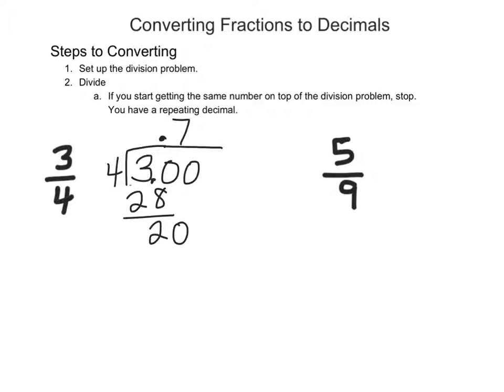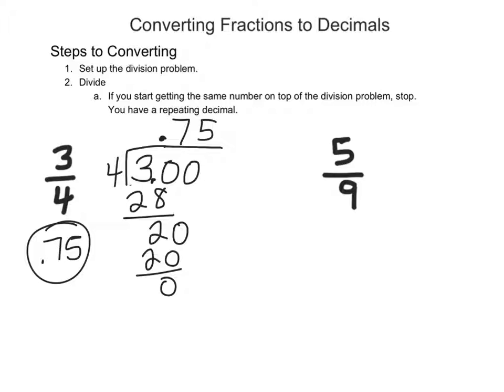Does 4 go into 20? Well, I know 4 times 5 is 20. So I do 5 up there, 4 times 5 is 20, and I get 0. Now I'm done. 4 doesn't go into 0, so I'm done. So 3/4 as a decimal is 0.75. Not too bad to start.